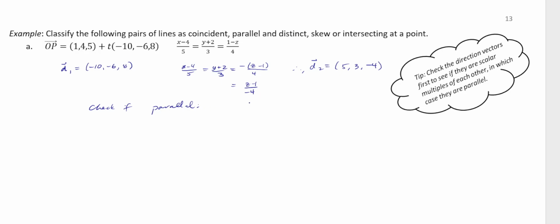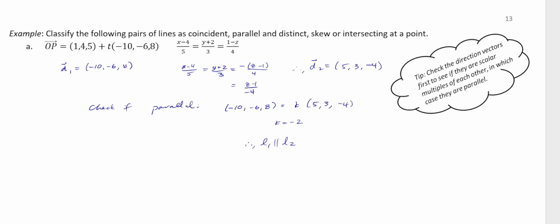Okay, so I'm going to take D1 right here, which is -10, -6, 8, and see if there's some scalar factor that can make these two equal. And so you can see that k would be equal to -2. So if k is equal to -2, there is a scalar factor that makes these two equal. And so we say, therefore, line 1 is parallel to line 2.